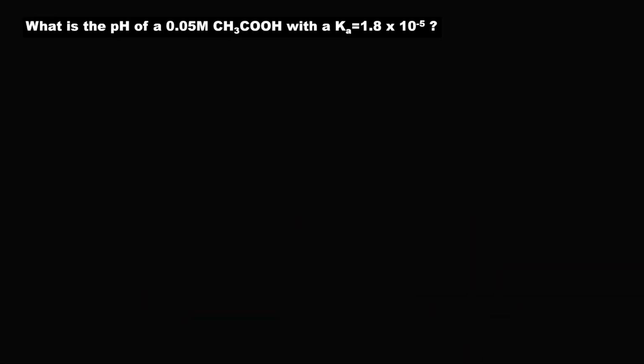For our last problem here, what is the pH of a 0.05 molar acetic acid solution with a Ka of 1.8 times 10 to the minus 5? So we need our Ka in order to find our pH due to it being a weak acid.